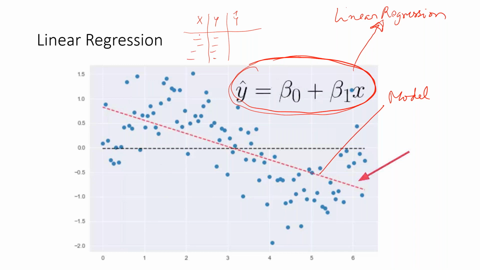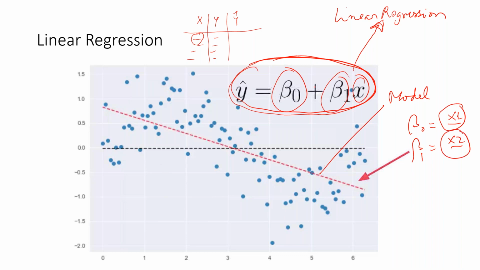Now, by the end of this fitting process, the regression algorithm will throw out two values. It will throw a value for beta 0 and a value for beta 1. Let's say this is the x1 and x2 values. For every line, it substitutes x in here, substitutes the beta 0 value here and the beta 1 value here, calculates y hat, and populates 100 values.